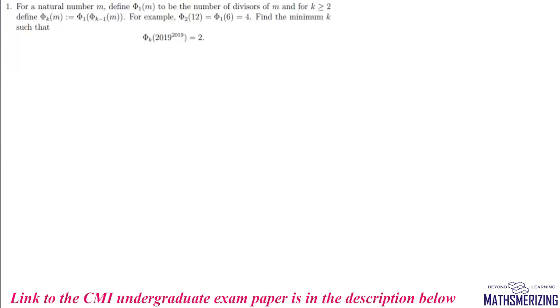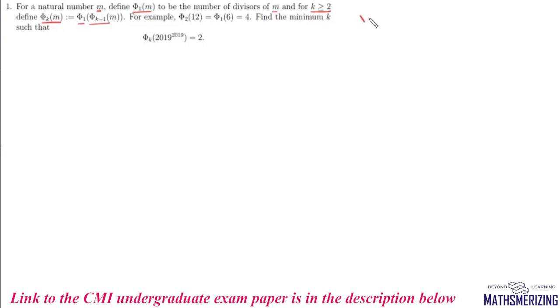Today we'll discuss CMI's Undergraduate Programs 2019 paper, and this paper again has some interesting problems. Now the first question is, for a natural number m, define phi1 of m to be the number of divisors of m, and for k greater than or equal to 2, define phi k of m equals phi1 of phi k minus 1 of m. Say for example, phi 2 of 12 is phi 1 of 6 and it is 4.